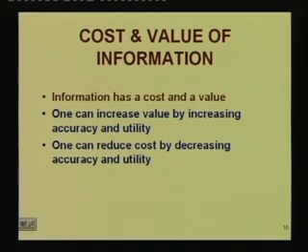Then information has a cost and a value. One can increase value by increasing accuracy and utility, and one can reduce cost by decreasing accuracy and utility. So, as you can see, they are basically having a trade off. If you want higher value of information, increase accuracy and utility, but cost will go up. But if you want to reduce cost, then value will go down. So, there has to be a trade off. If you want a high value information, you have to spend for it.